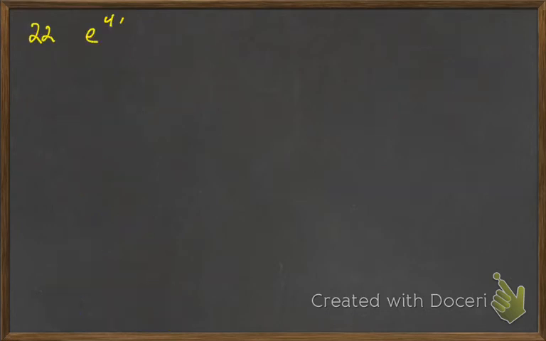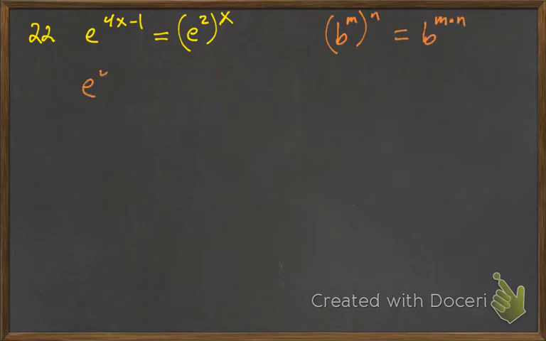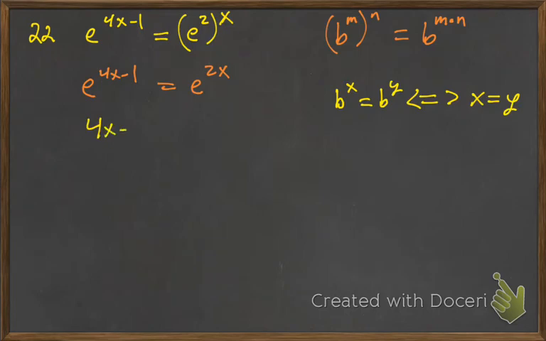Okay, so number 22, we have e to the 4x minus 1 is equal to (e squared) to the x. And so the first thing we're going to do is use the fact that (b^m)^n, multiply those exponents, b^(m times n). So that's e to the 4x minus 1 is equal to e to the 2x. And here we're going to use the fact that the exponential is 1 to 1, equal bases equal exponents again. So if e^x equals e^y, then x is equal to y. In this case, that's 4x minus 1 is equal to 2x.